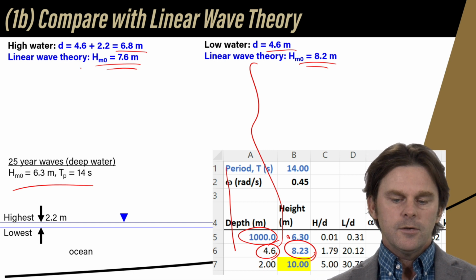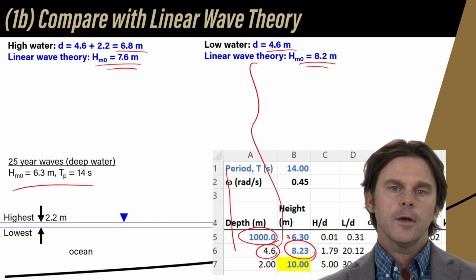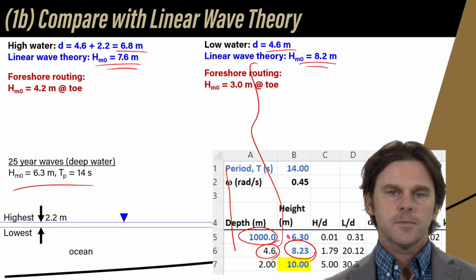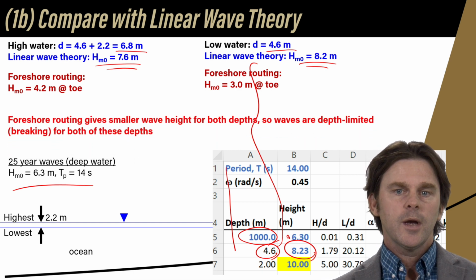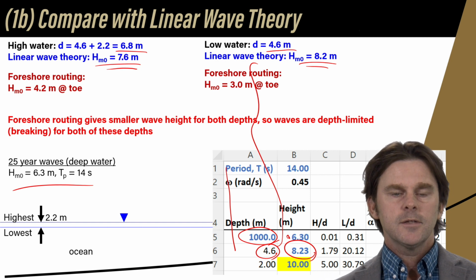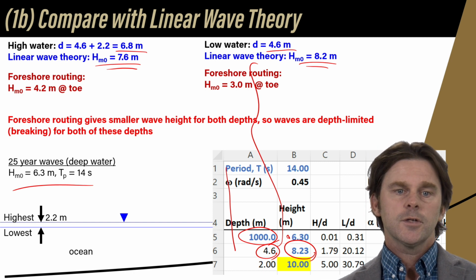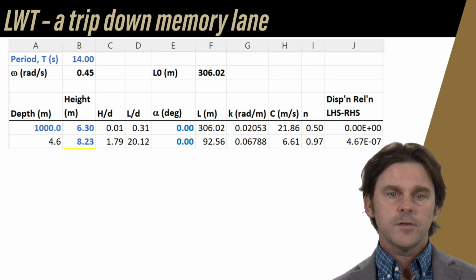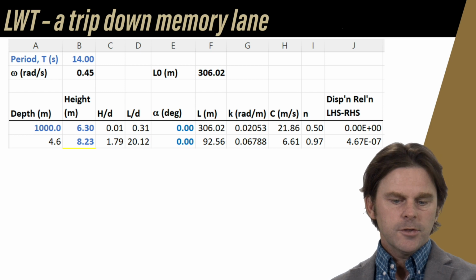Now we're going to take the smaller between the linear wave height and the foreshore routing, okay? You can see that in both cases, the foreshore wave height is smaller than the linear wave theory, and therefore we're going to use the foreshore routed wave height. That also means that the waves are breaking, and it's important to note that because the armor stability formula, the Hudson's coefficients, want to know whether it's breaking or not. There's a different value depending on whether the wave is breaking or not. Just to remind you, linear wave theory, a trip down memory lane.